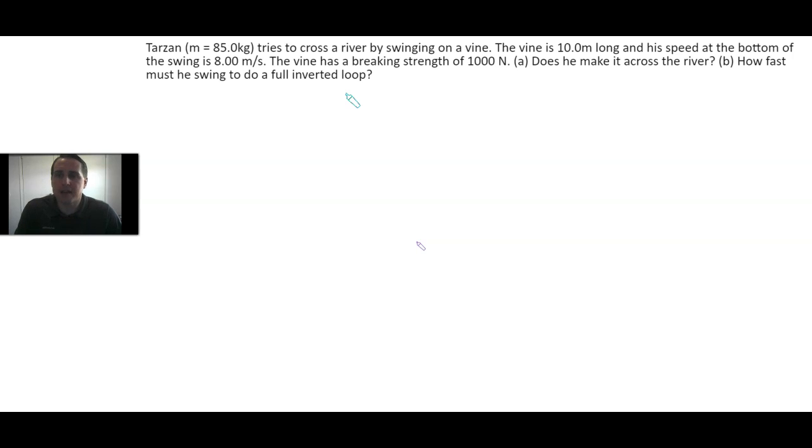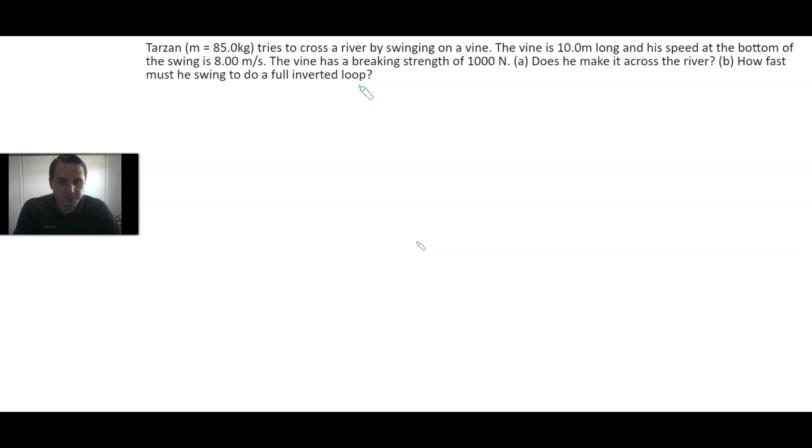Tarzan, who has a mass of 85.0 kilograms, tries to cross a river by swinging on a vine. The vine is 10.0 meters long and his speed at the bottom of the swing is 8.00 meters per second. The vine has a breaking strength of 1,000 newtons. A. Does he make it across the river? And B. How fast must he swing to do a full inverted loop?